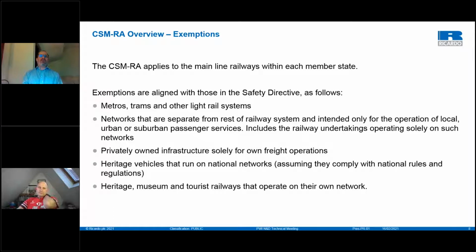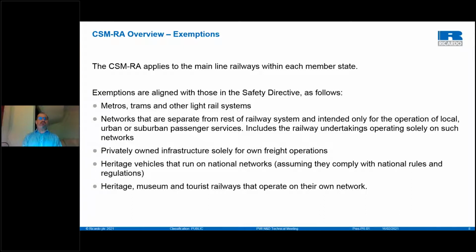Networks that are separate from the railway system and intended only for their operation of local urban and suburban passenger services are also exempt. A good example of that one, and something that I'm involved in looking at the moment, is the Isle of Wight, which is owned by Network Rail, but is not actually connected to the main network. So therefore, it is not subject to the requirements of the CSMRA. Nor is privately owned infrastructure solely for freight operators. These will be ports, quarry facilities, oil terminals, that sort of thing.